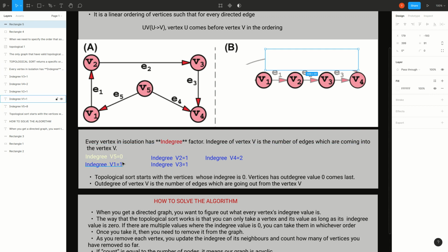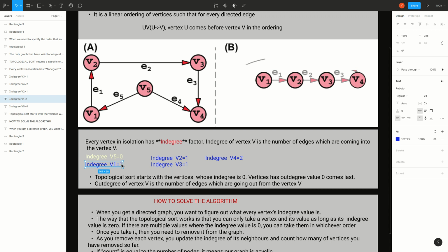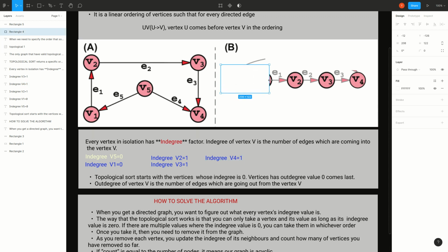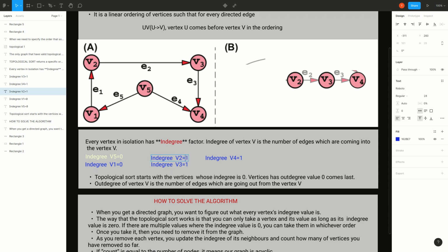Now if I remove, I also have to update the integer value of v1 to 0 and the integer value of v4 to 1. In this case I have only one vertex that has integer value of 0, so I will clear this from the graph. Then I have to update the integer value of v2.